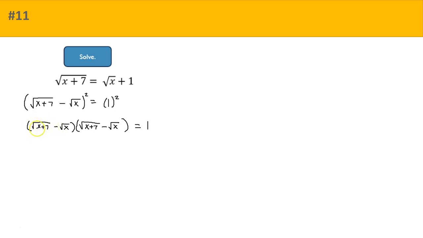distributing. So I'm going to take the square root of x plus 7 and multiply it to both terms here. So we'll have the square root of x plus 7 times the square root of x plus 7, which will give me x plus 7. Square root of x plus 7 times negative square root of x equals negative square root of x times x plus 7.